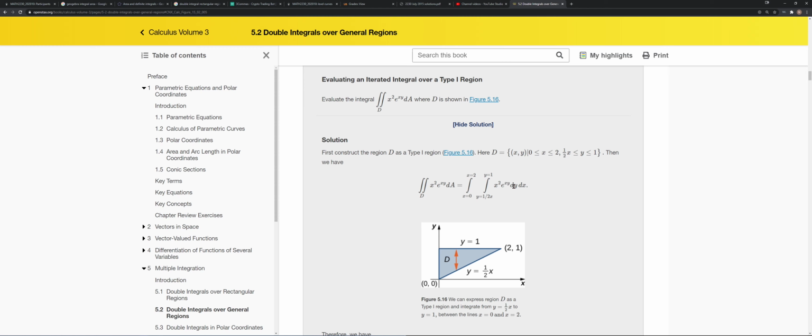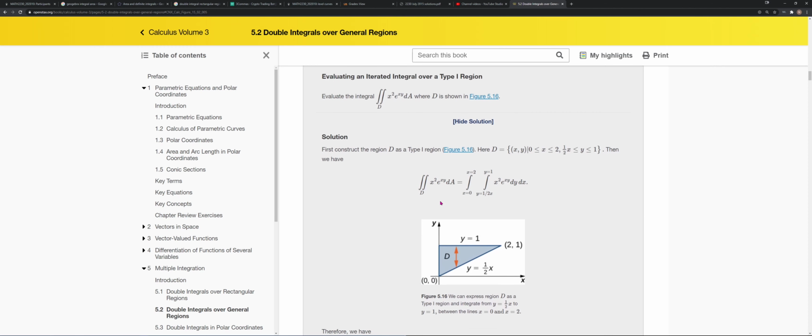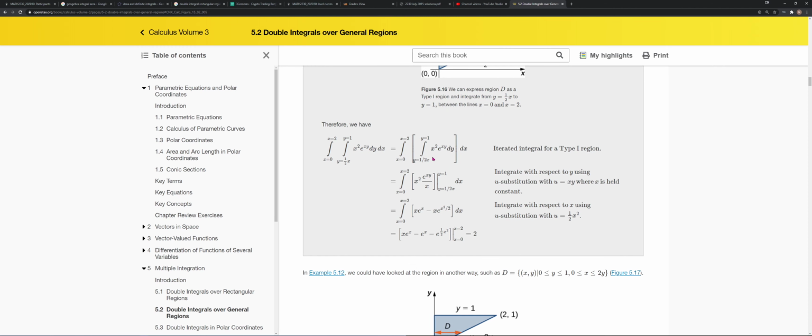When you integrate with respect to y, you need y limits of integration. Your bottom limit is a half x, and the top limit is 1. So first you're going to work out this inside integral. This is an iterated integral, and we integrate with respect to y first.